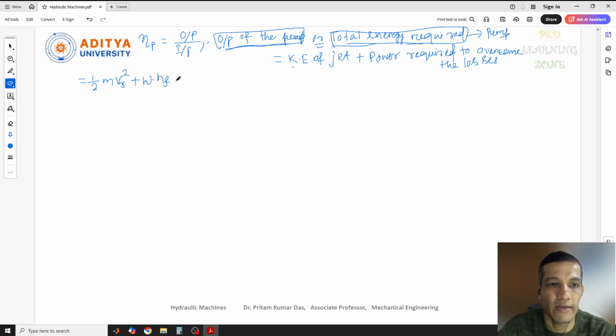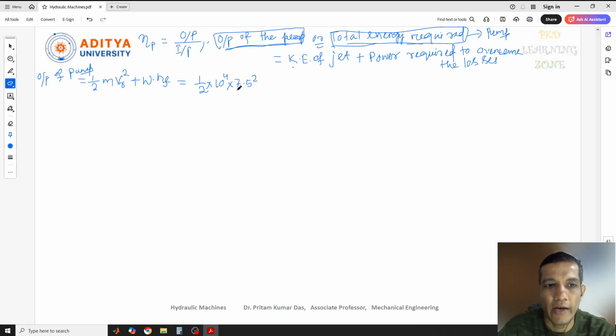Here w is the weight of water coming out from the jet, which we have already calculated. You know that w equals mg, and m is the mass of water, which we have also already calculated. Now you can just put in the values. Output of the pump is half into mv square, where m equals 10 to the power 4, into 7.5 square.